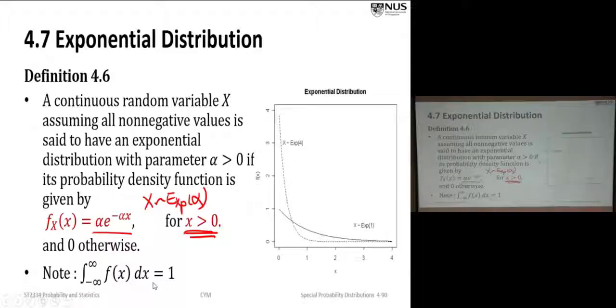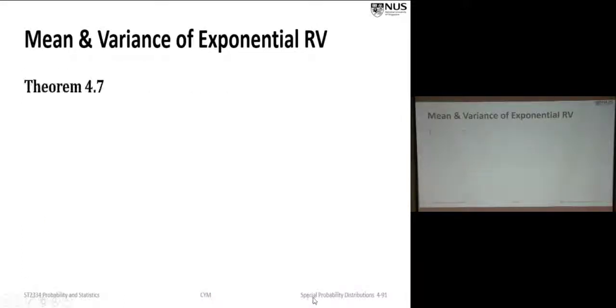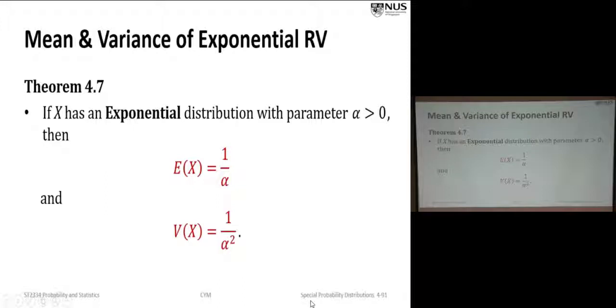And here are 2 examples of particular exponential distributions. This one with a deep drop here is exponential with parameter 4, while this one is the PDF of the exponential distribution with parameter 1. So how does the expectation of x link to alpha? It turns out that the expectation of x equals 1 over alpha, and the variance of x is 1 over alpha squared.